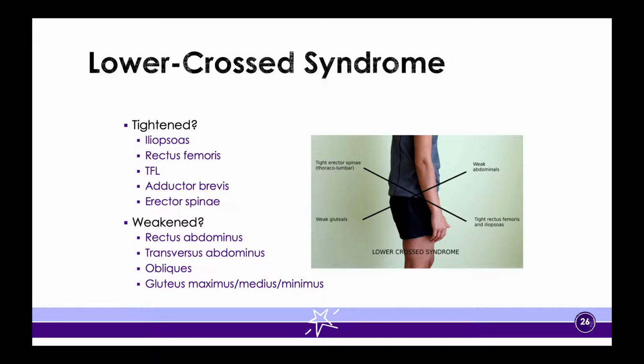So what would we need to do? We would need to inhibit the hip flexors, though it's hard to roll. You can get a good massage therapist who can hit that iliopsoas. And then you can roll on the tensor fascia lata and the rectus femoris and the adductors. We try not to do self-myofascial release, as far as rolling goes, on the erector spinae, because you don't want to go right over the lumbar area.